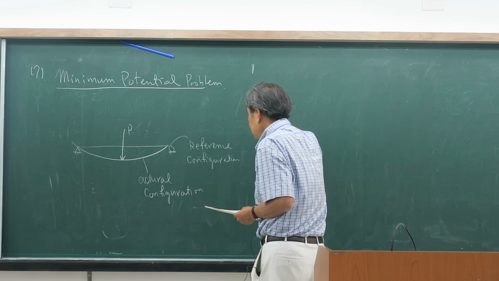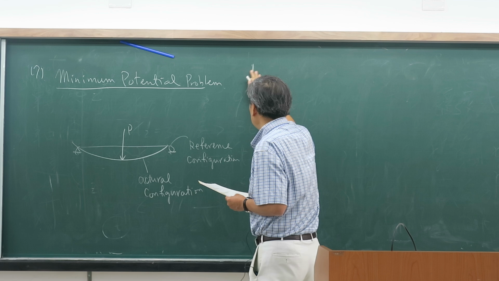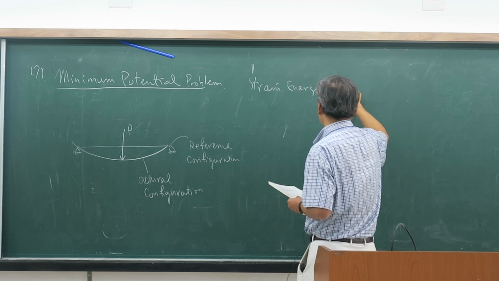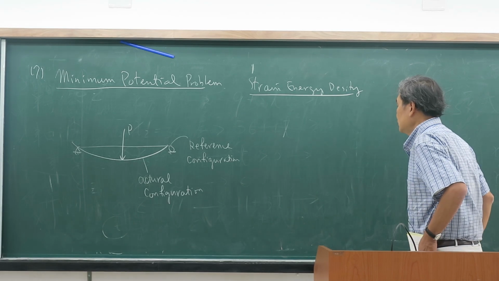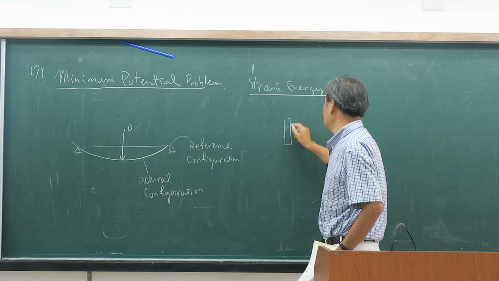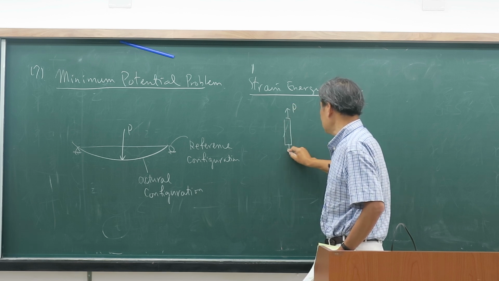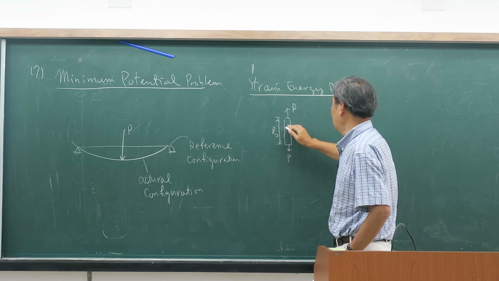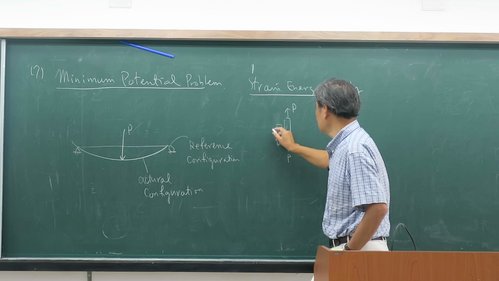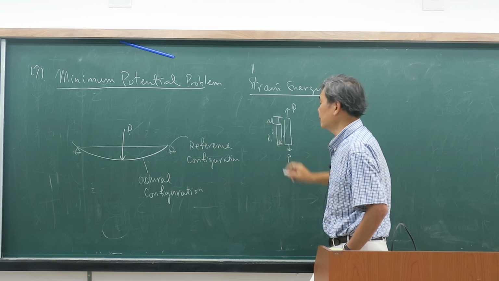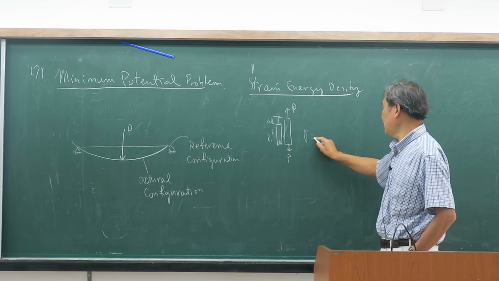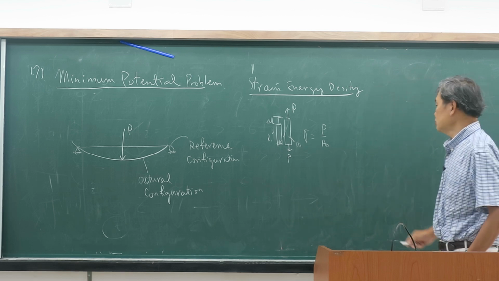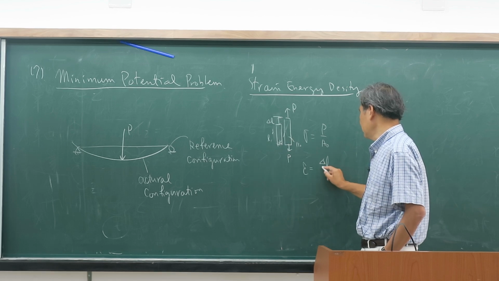Before this, I would like to talk about something about the strain energy density. For example, if this is a specimen, we have a specimen loaded by P, and the length is L0, and this is delta L. The stress is defined as P over A, which we call nominal stress. And the strain is defined as delta L over L0.